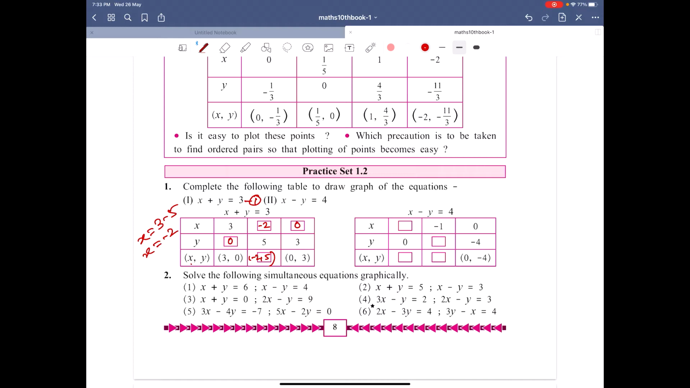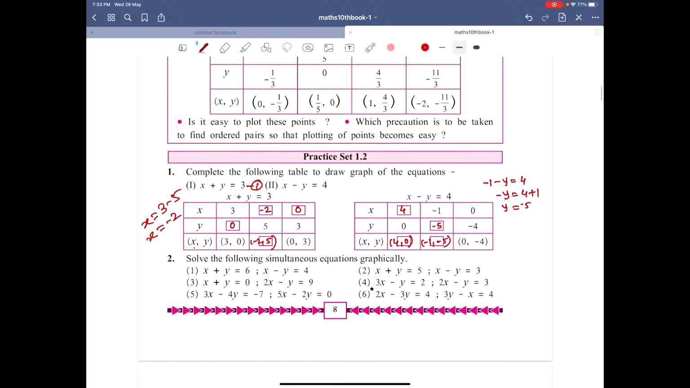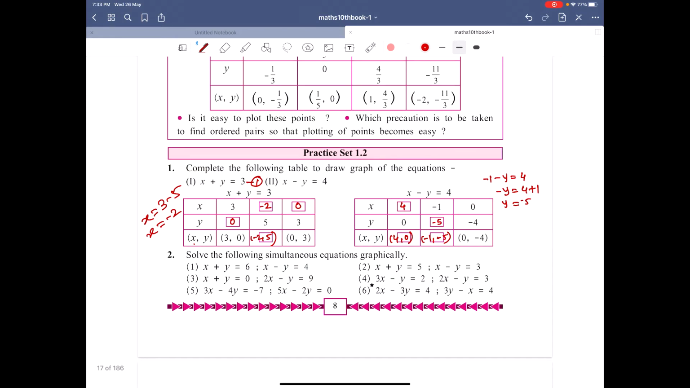Similarly, go for the next table. Sorry, x minus y is equal to 4. Here the y coordinate is 0. So, put x minus 0 is equal to 4. So, the x coordinate will be 4. 4 comma 0. Next, x is minus 1. Put minus 1 minus y is equal to 4. What will be the y? Minus y is equal to 4 plus 1. That is y is equal to minus 5. So here minus 1, minus 5. And the third column is already given. That's it. Question 1 is completed.